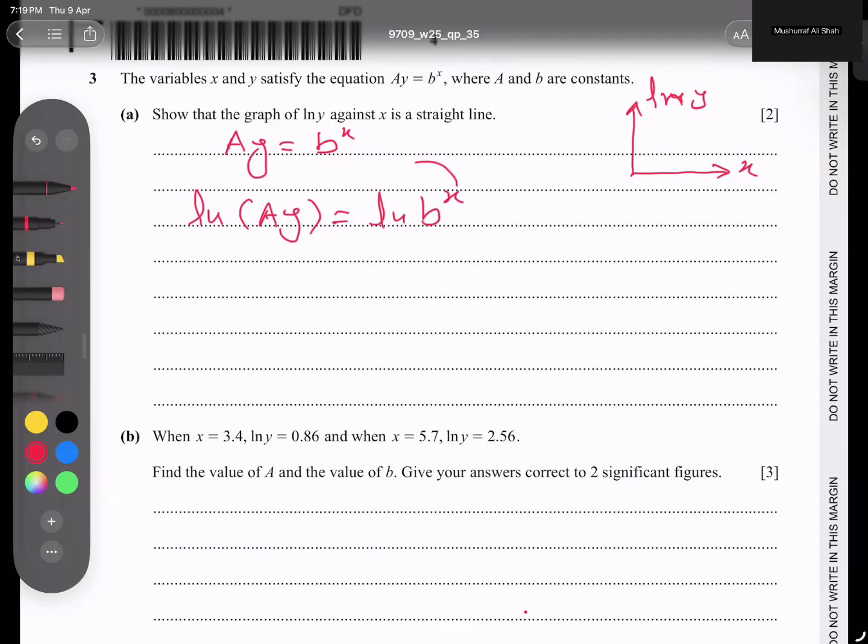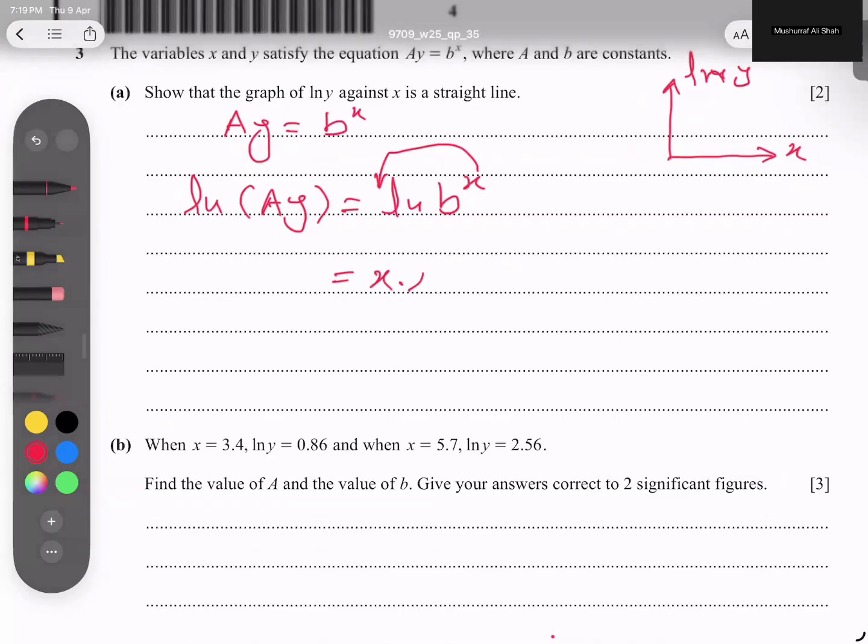So this power can come down due to the log property. You know, after the logarithm, whatever the number, its power comes before it. And here I can split by putting a plus in the middle, because multiplying gives log of the first value plus log of the second value. But we have to make ln y alone. So how to do it? This will go on the right hand side.